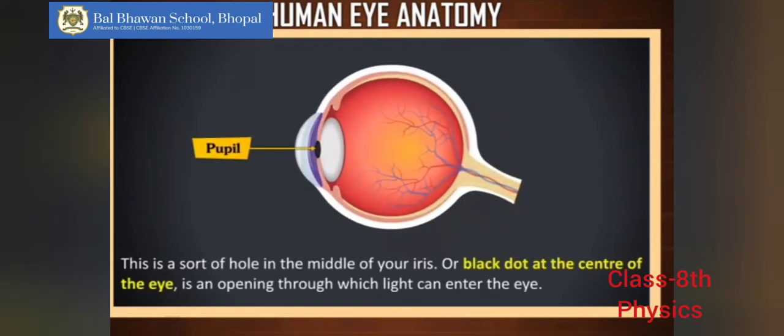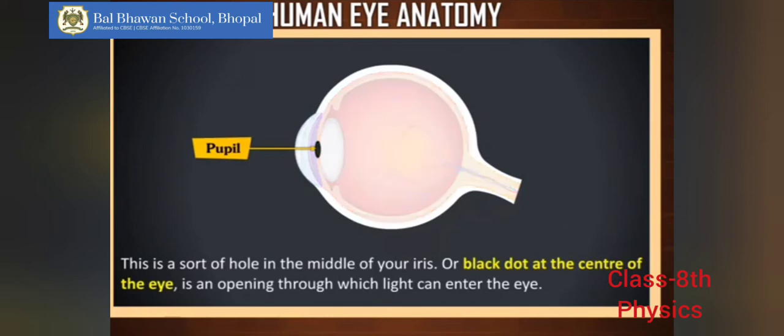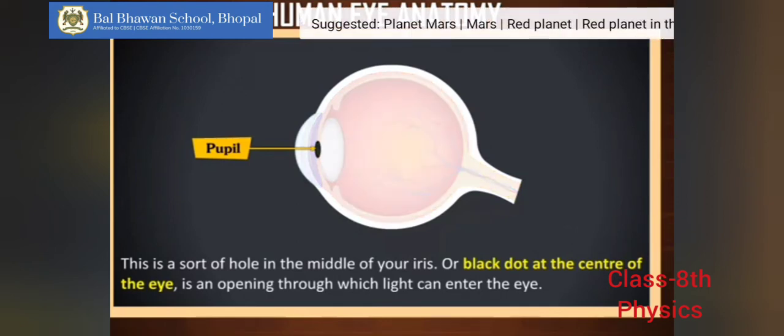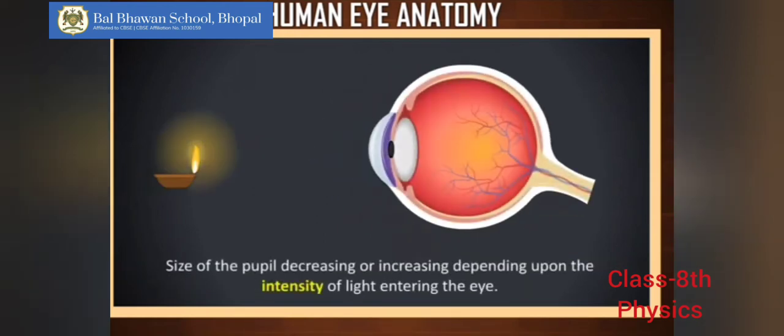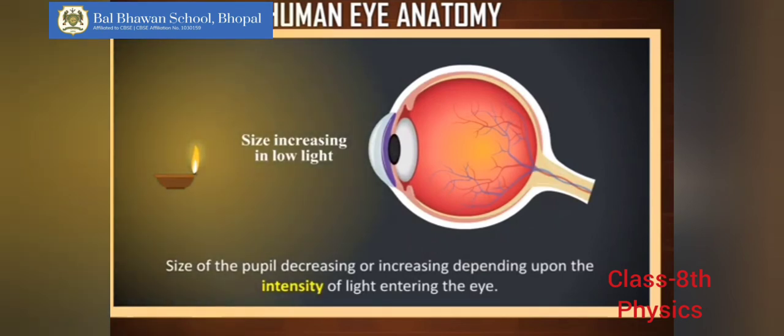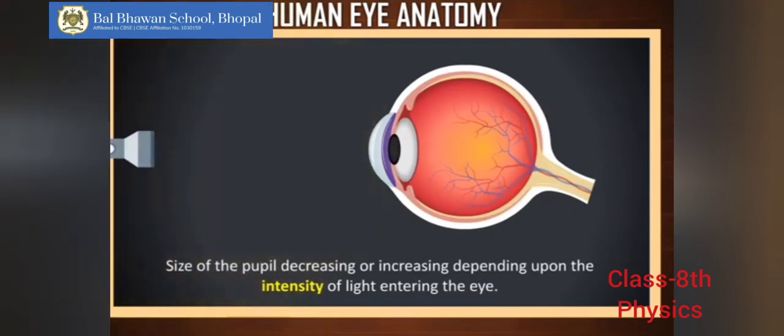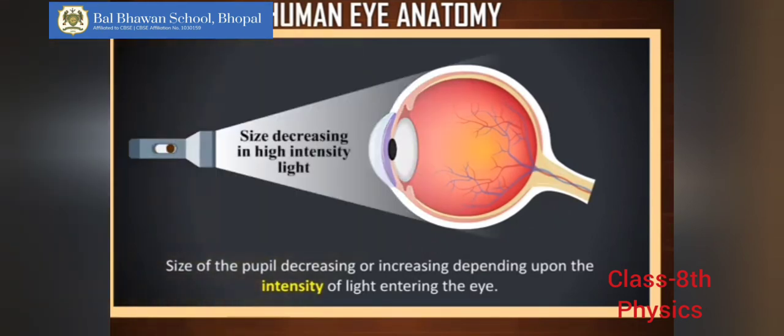After that we can see the pupil. The black dot that you see in your eyes at the center is called the pupil. It is present in the center of the iris. The iris is the colored part of the eye. Some people have blue irises, some have black eyes, some have brown eyes. This pigmented part is called the iris.